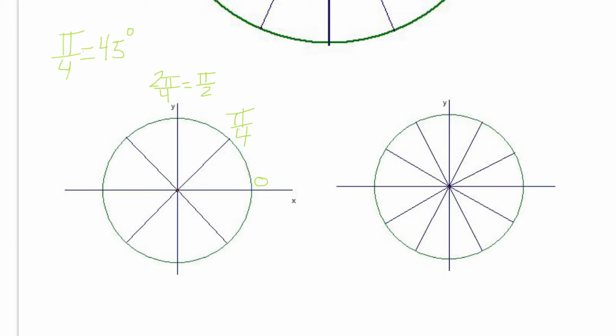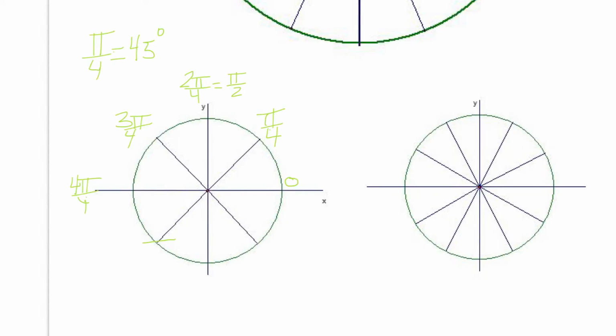And if we continue to count, then our next one would be 3 pi over 4, and then 4 pi over 4. And remember, 4 pi over 4 would simplify down to pi. If we continue to count, this would be 5 pi over 4, and then 6 pi over 4, which simplifies to 3 pi over 2. Then we get 7 pi over 4, and then finally 8 pi over 4, which is the same thing as 2 pi, one full rotation.